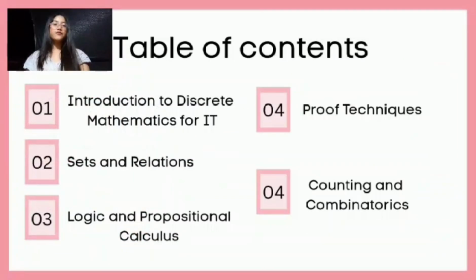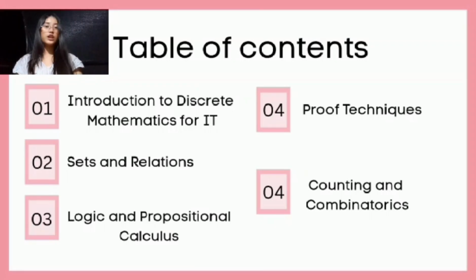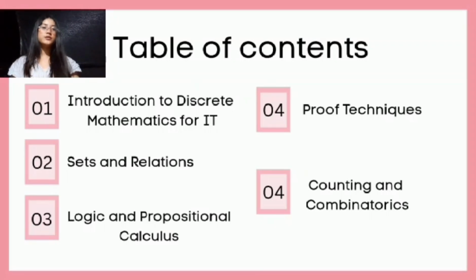So, we have here the table of contents. First is introduction to discrete mathematics. Second is sets and relations. Third, logic and propositional calculus. Fourth is the proof techniques. And lastly, counting and combinatorics.